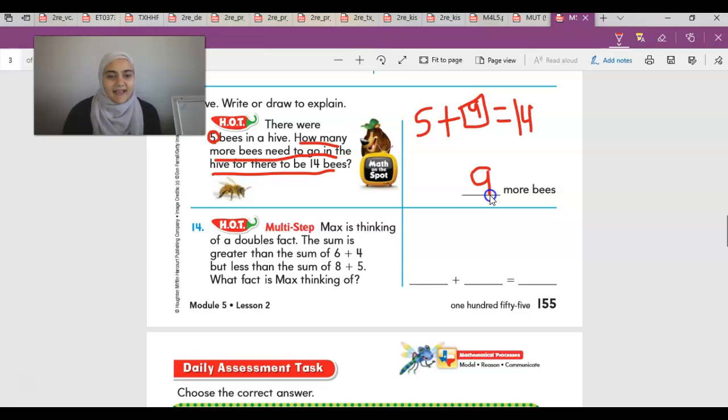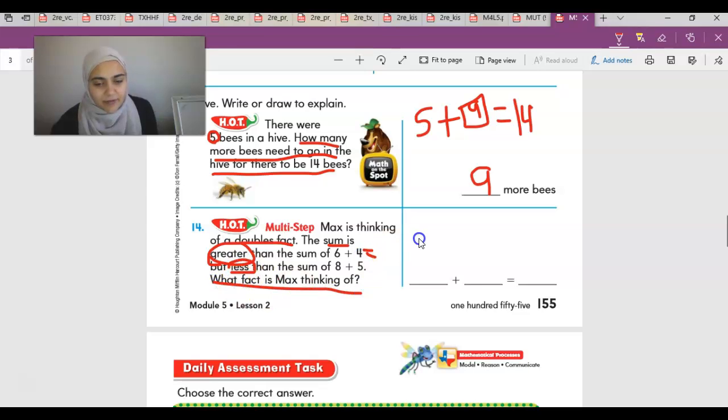Okay, let's move on. Max is thinking of doubles facts. Remember, that's 1 plus 1 is, 2 plus 2 is, 3 plus 3 is, 4 plus 4 is, 5 plus 5 is, 6 plus 6, 7 plus 7, 8 plus 8, 9 plus 9, 10 plus 10. Very good. Max is thinking of a doubles fact. The sum is greater than the sum of 6 plus 4, but it's less than the sum of 8 plus 5. What fact is Max thinking of?